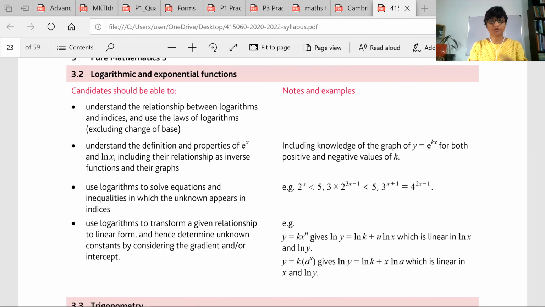I want you to be aware of the content that we are supposed to cover in each of these topics. So I'm showing you 3.2, logarithmic and exponential functions in P3. We are actually in the third bullet point. This is a short section. Use logarithms to solve equations and inequalities in which the unknown appears in indices. And then one more to go to finish up this topic.